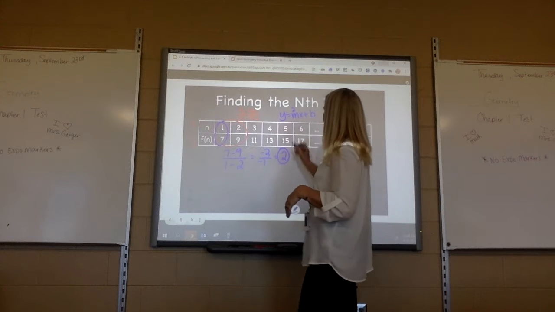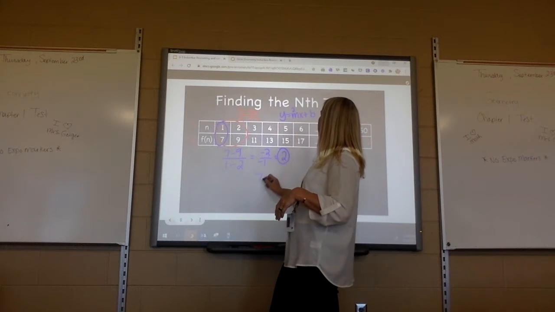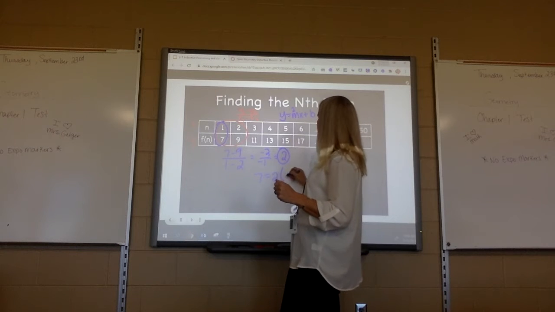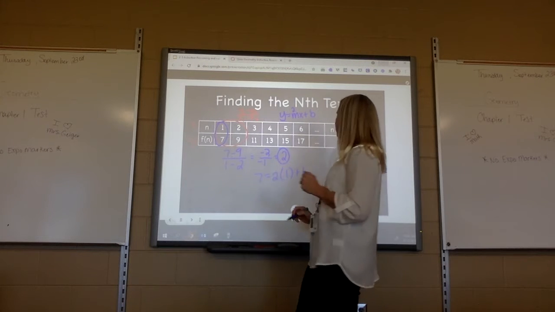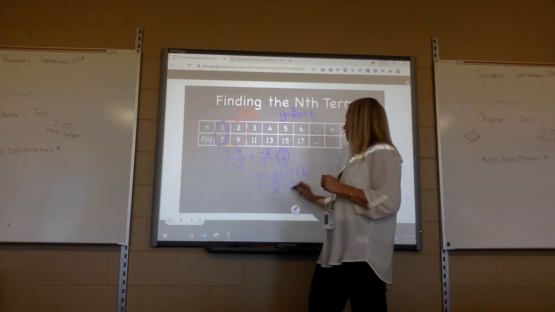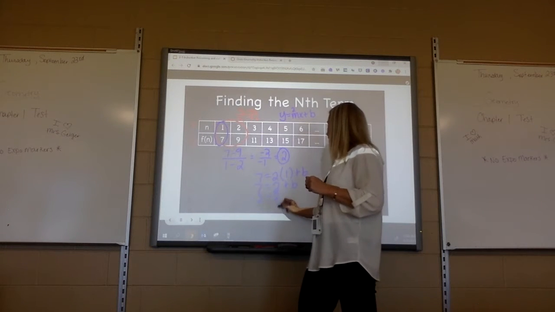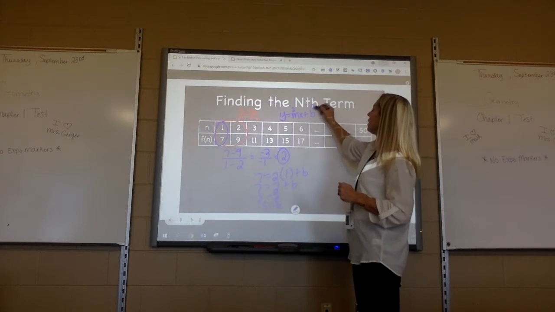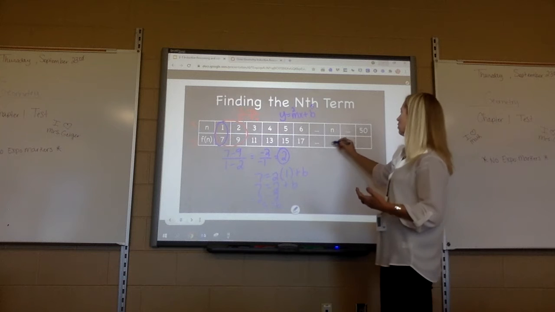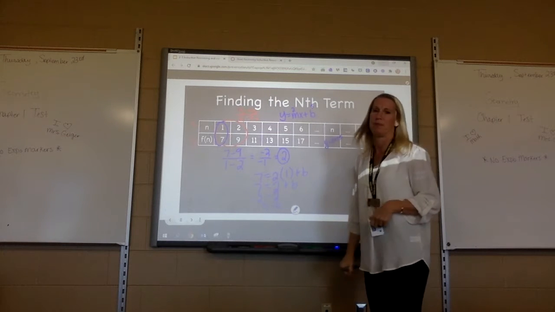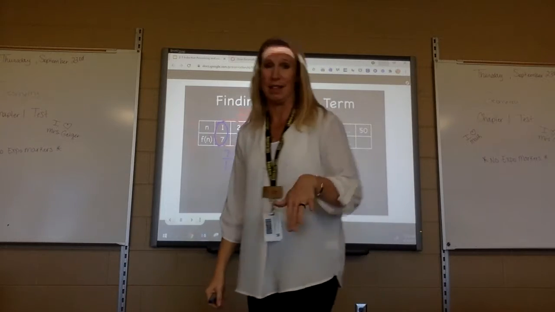So y is 7, so I have 7 equals 2, because my slope is 2, times x, which is 1, plus b. So 7 equals 2 times 1, which is 2, plus b. Subtract 2 to solve for b. 7 minus 2 is 5. So now I know b is 5. My equation is y equals 2x plus 5. That took quite a bit of work to find.